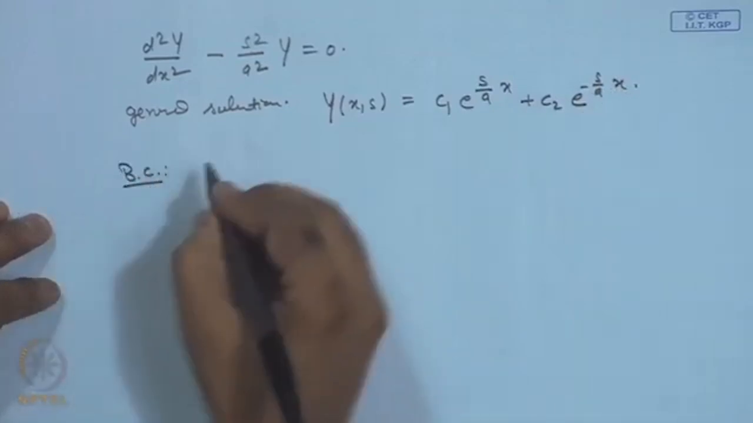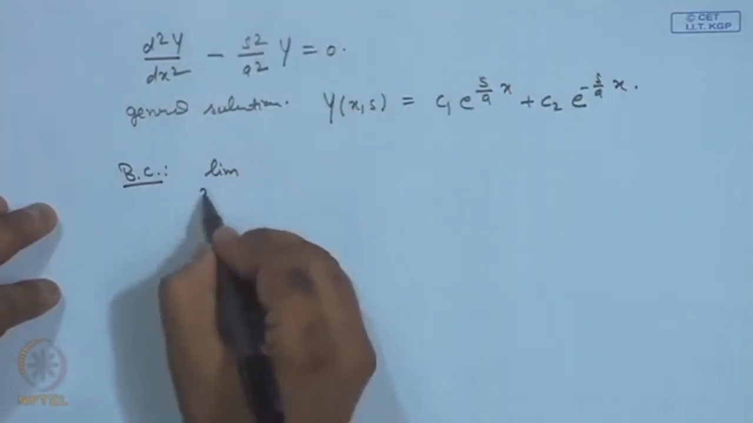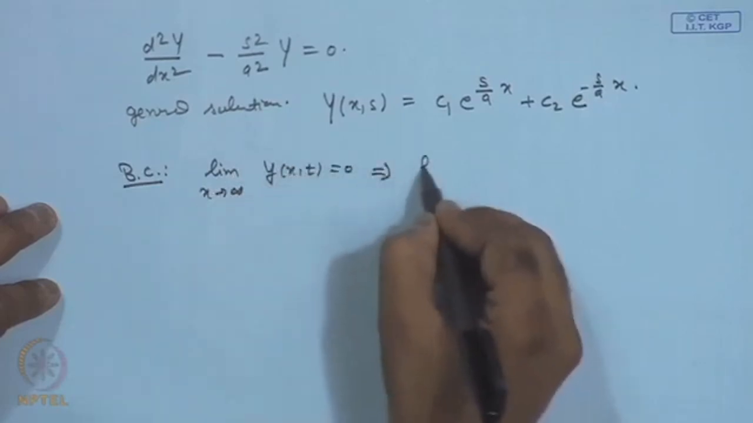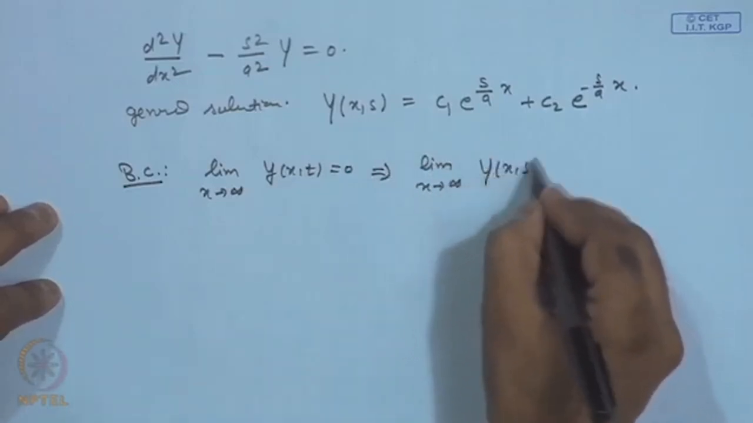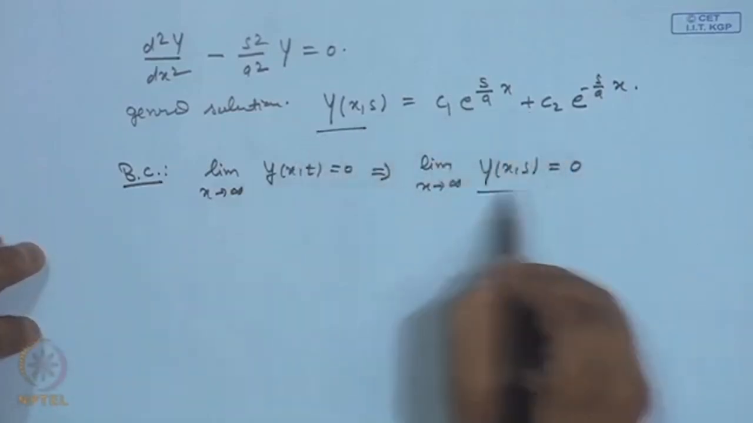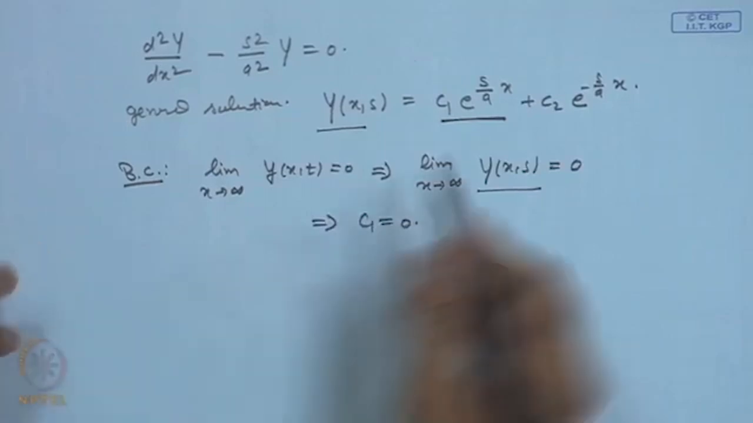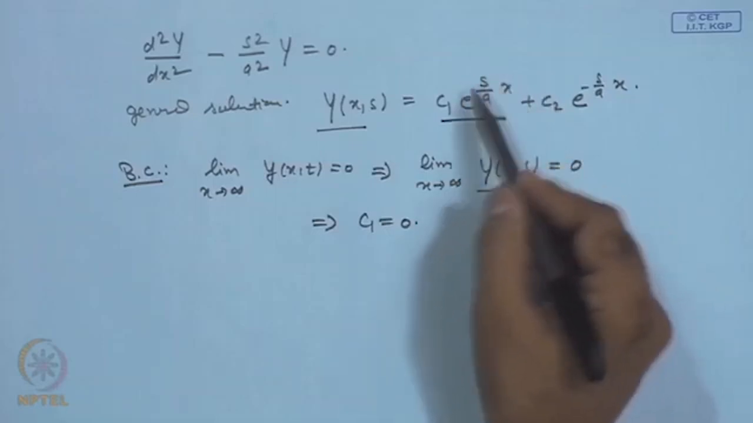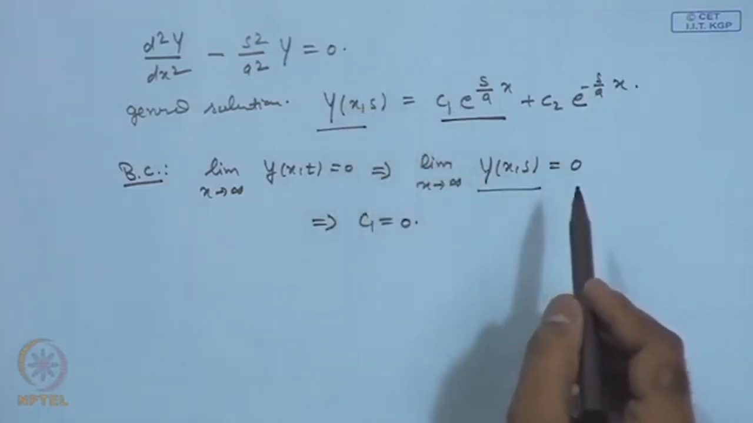Again, the boundary conditions. One boundary condition is that as x approaches infinity, y(x,t) is 0. So from here we get that the limit as x approaches infinity of y(x,s) is 0. So we can see that our c1 is 0, because here we have e to the power s over a x, and this will grow unboundedly. So we have to have c1 be 0 to guard this.